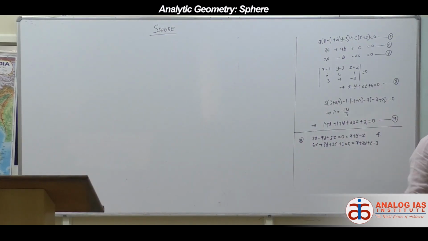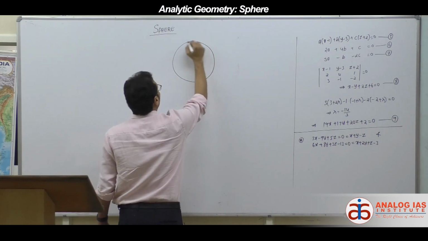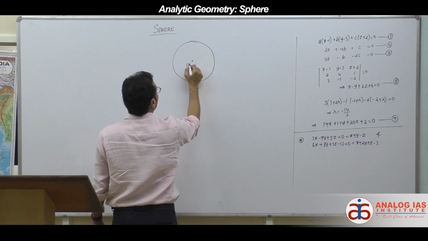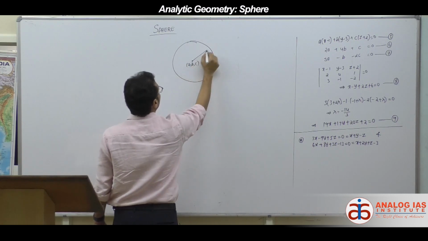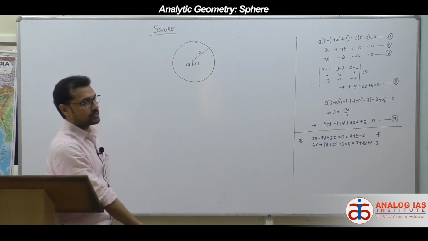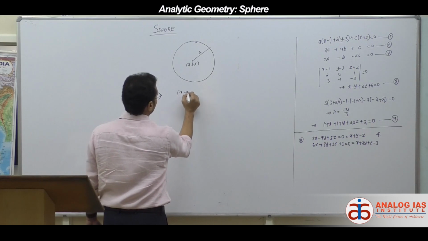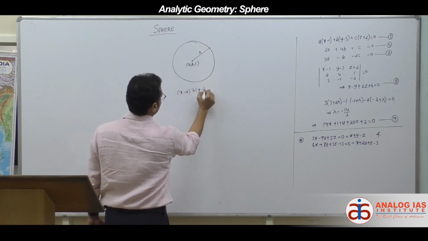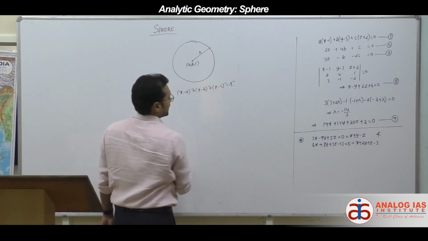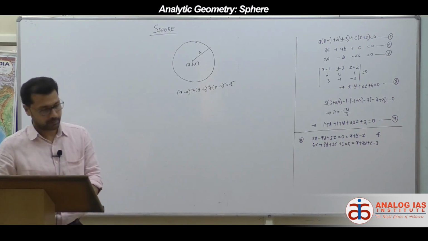What is a sphere? A sphere is the locus of a point (a, b, c) maintaining a constant distance r units from a fixed point (a, b, c). So obviously this is given as (x minus a) whole square plus (y minus b) whole square plus (z minus c) whole square equal to r square. But you have different general forms of the sphere equation.